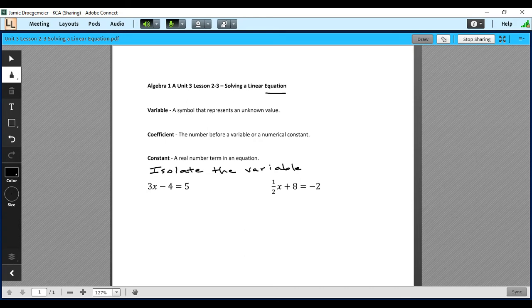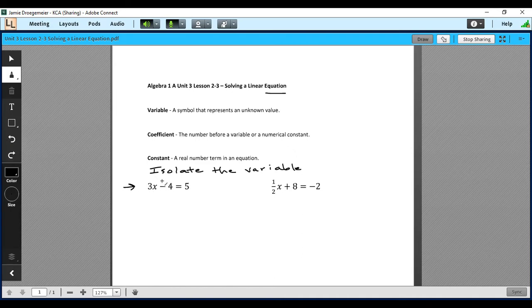And I think the best way to look at that is we're going to look at an example here. So if I start with this first equation, I have 3x minus 4 equals 5. And I want to solve for x. I want to know what is the value of x that will make this equation true. And so the first thing we want to do is we want to isolate that variable. We want to get this x term by itself on one side of the equal sign.